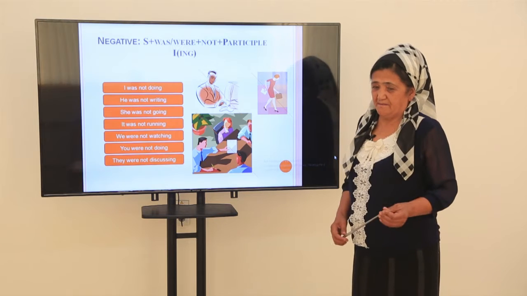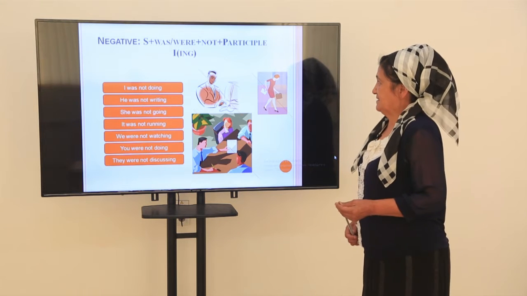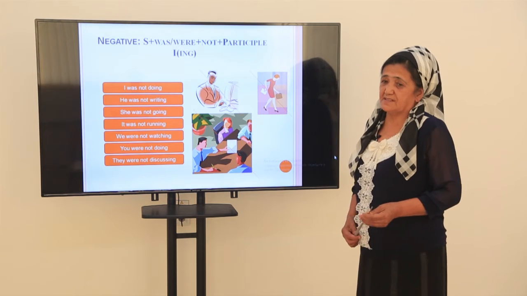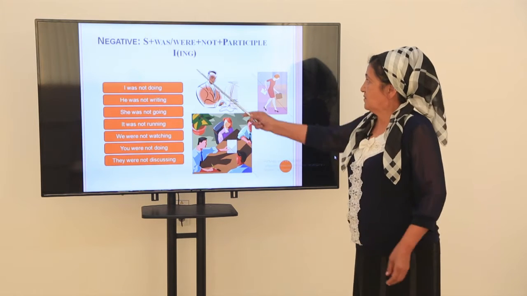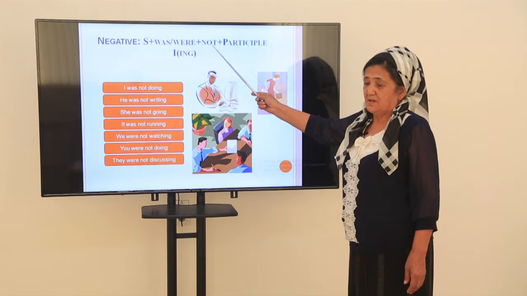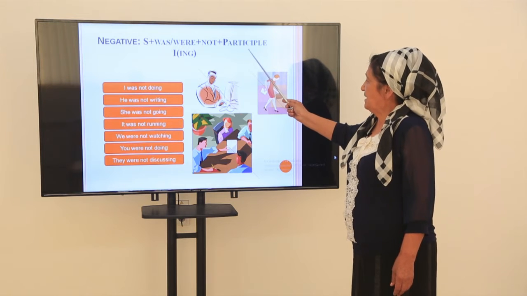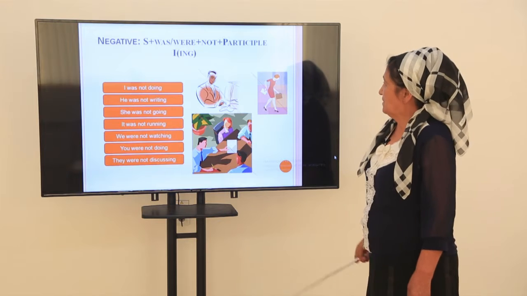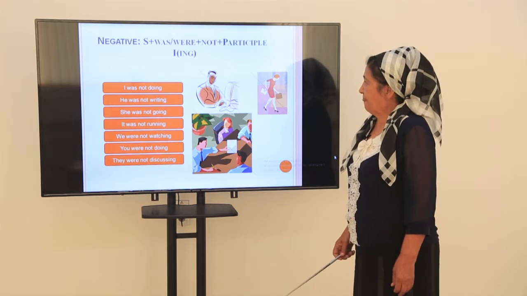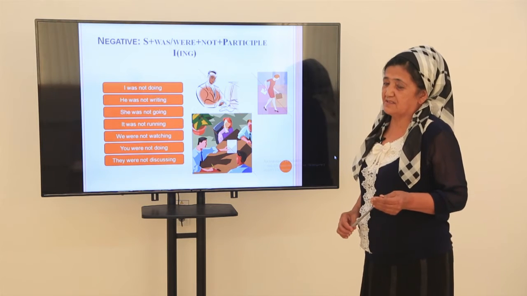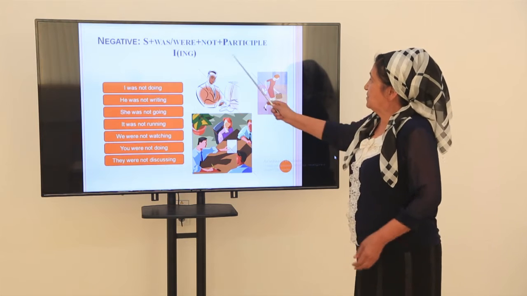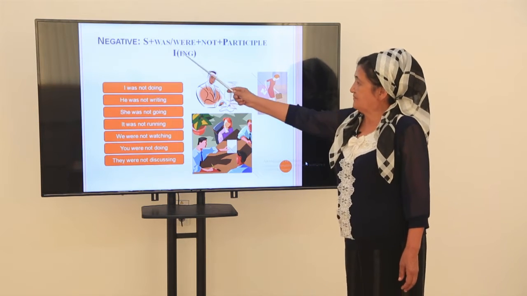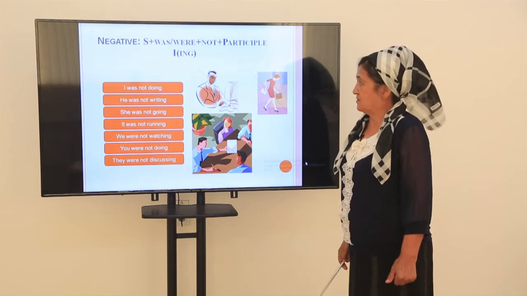And if we have negative sentences, as we said before, we use the negation not after the auxiliary verb in the past, was or were, plus not. Then the main verb with participle one, it is the present participle, as you know, the fourth form of the verb. We should put not after the auxiliary verb, was or were.